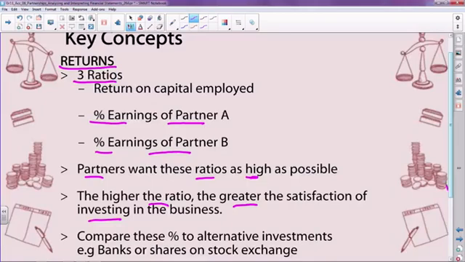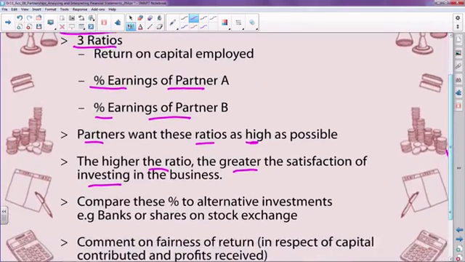Right, you will also find that when you are doing this calculation and you are asked to comment, you will compare these percentages.